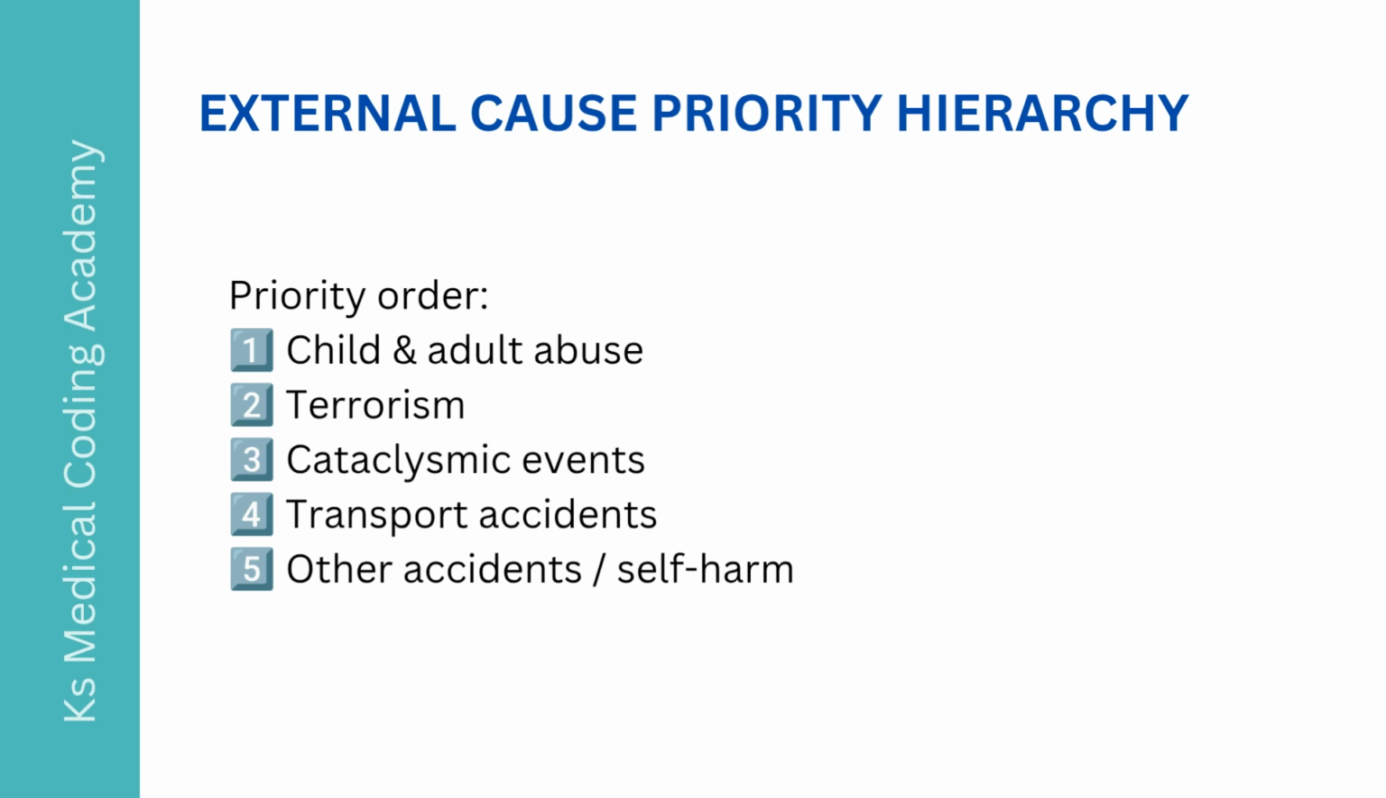External cause priority hierarchy, exam favorite, priority order: child and adult abuse, terrorism, cataclysmic events, transport accidents, other accidents or self-harm. Always select the external cause related to the most serious diagnosis.